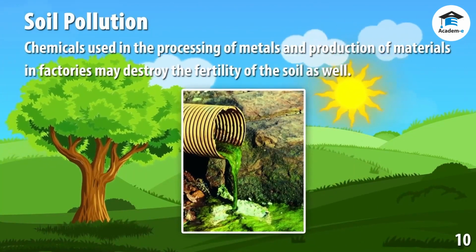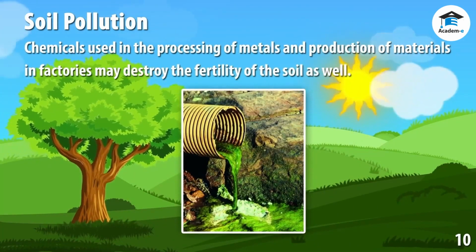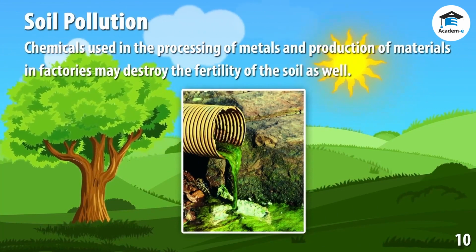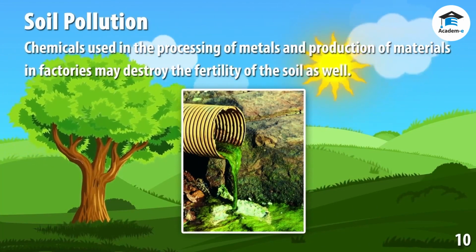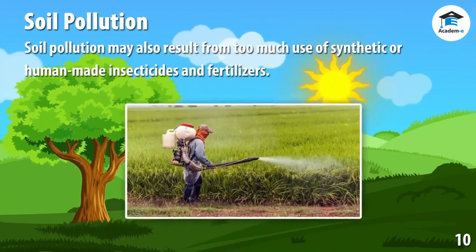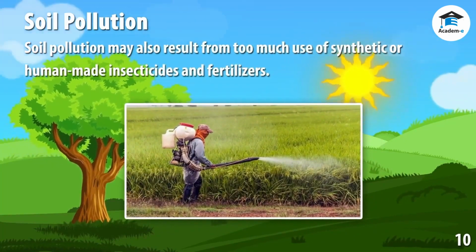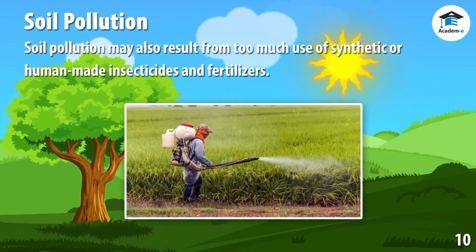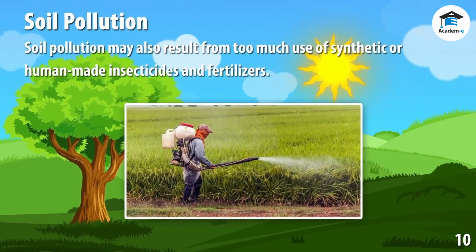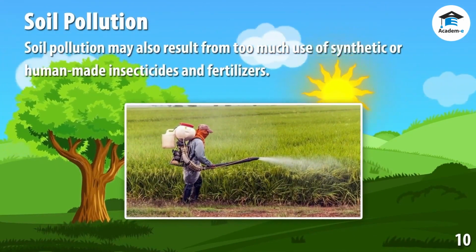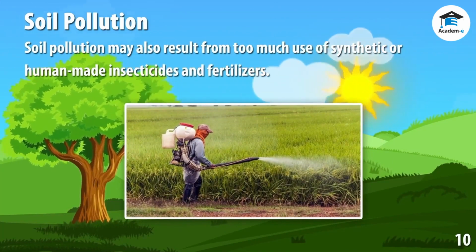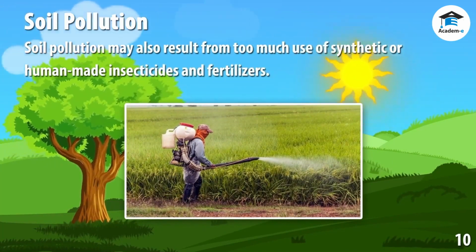Chemicals used in the processing of metals and production of materials in factories may destroy the fertility of the soil as well. Soil pollution may also result from too much use of synthetic or human-made insecticides and fertilizers. These substances are used to kill pests and to increase the fertility of the soil.